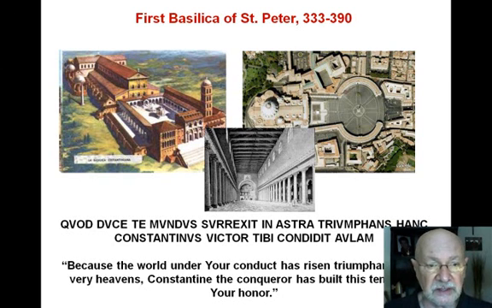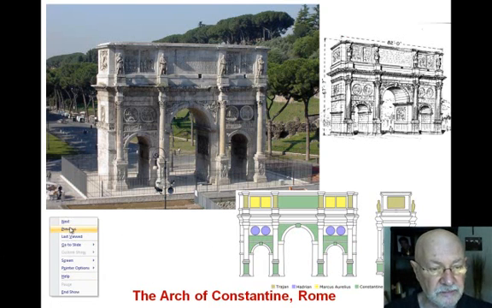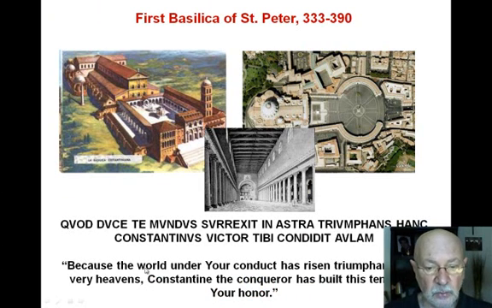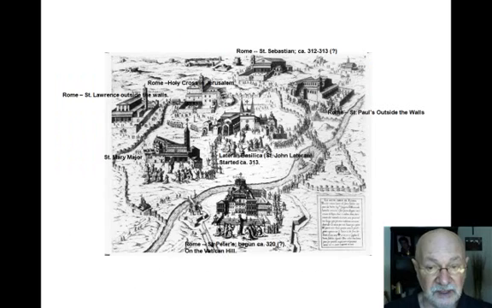Over the doorway to the first Basilica of St. Peter's, there was a saying, of course it's all destroyed now, and you see that towards the bottom there in Latin. I'm not going to bore you with the Latin, but I will call your attention to the translation. This is the quotation that Constantine had placed on the first Basilica of St. Peter. And he wrote, because the world under your conduct, your capital Y, meaning God, has risen triumphant to the very heavens, Constantine the Conqueror has built this temple in your honor. Remember, this guy, while he may have professed to be a Christian, was not baptized until his deathbed.